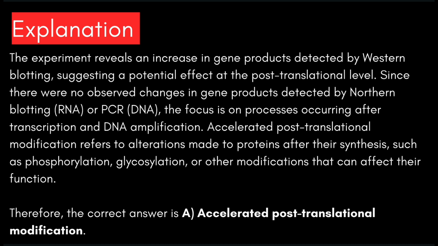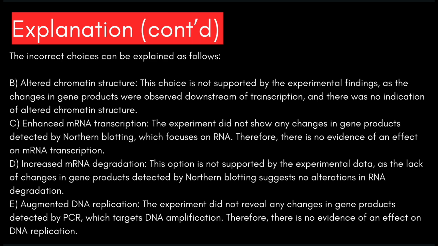Let's see why the other answer choices are incorrect. Altered chromatin structure. This choice is not supported by the experimental findings, as the changes in gene products were observed downstream of transcription, and there was no indication of altered chromatin structure. Enhanced mRNA transcription. The experiment did not show any changes in gene products detected by Northern blotting, which focuses on RNA. Therefore, there is no evidence of an effect on mRNA transcription.